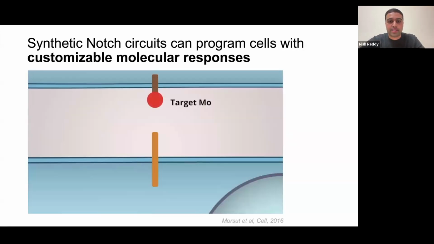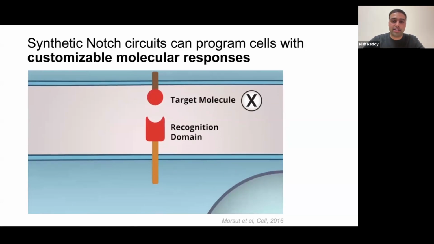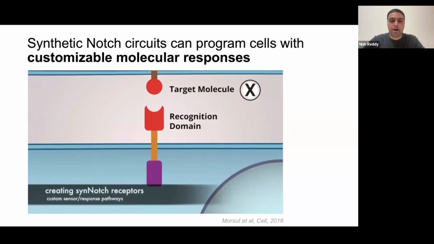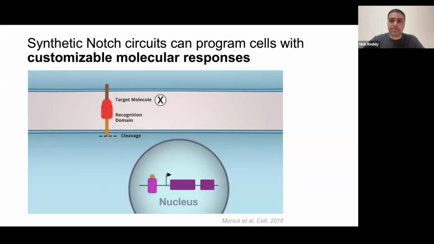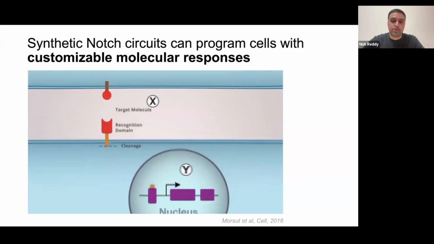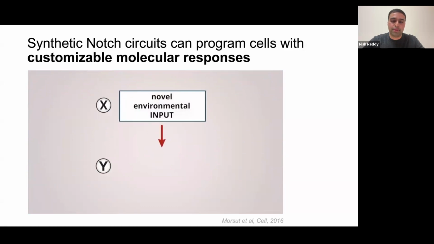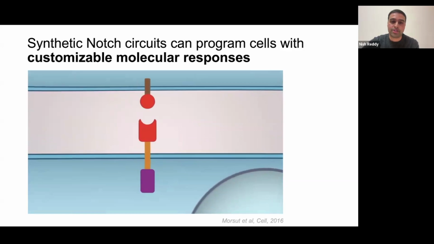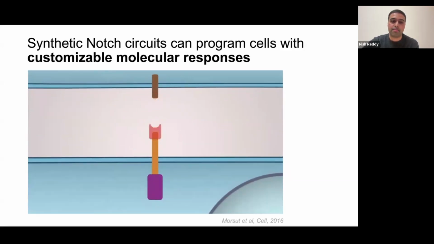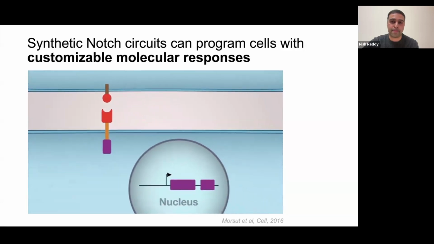So this video just illustrates that process. These synthetic Notch receptors have a recognition domain, and then upon binding to a particular target molecule on another cell, cleavage of this transcription factor allows you to induce the production of a custom output. And as I mentioned, these receptors are highly modular, and so they can be reprogrammed by changing out their extracellular recognition domains or changing different intracellular response elements.